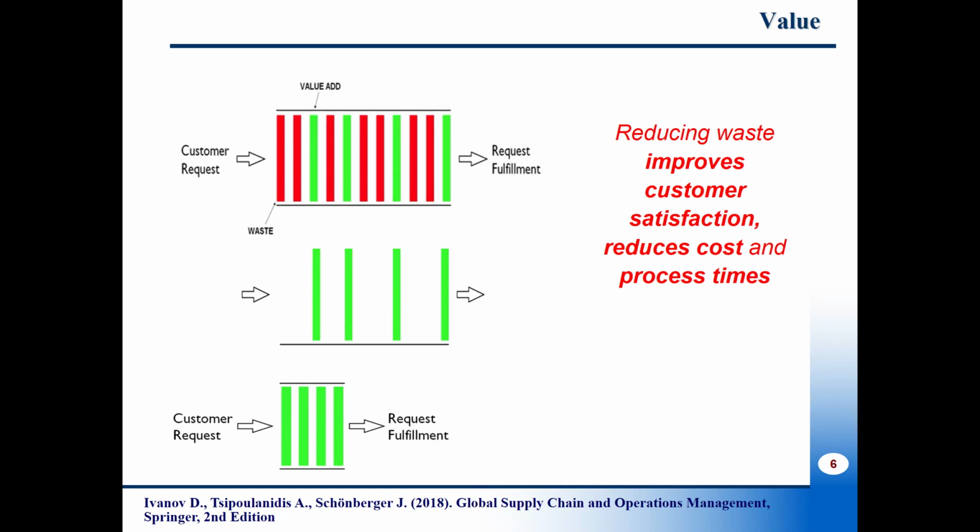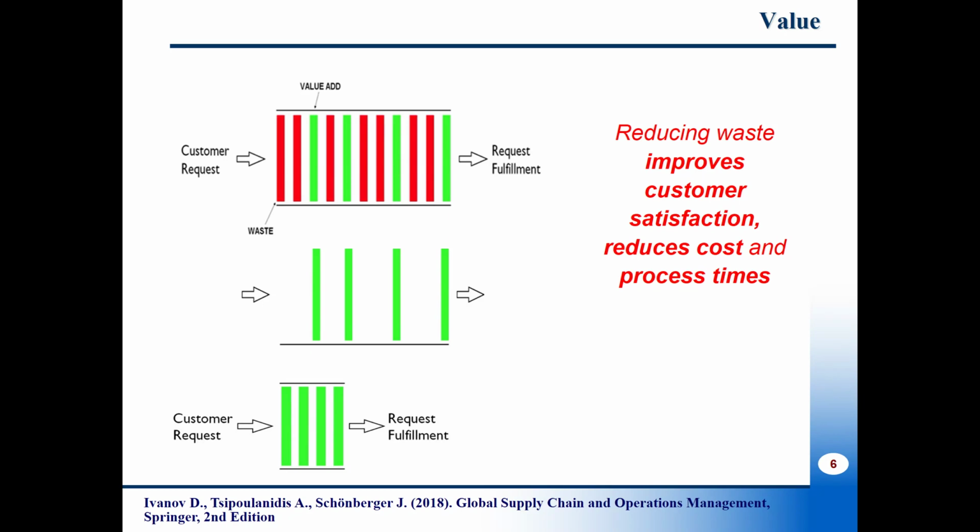Okay, here in our slides, in slide number 6, we have two different kinds of activities. The first is value added activities, that's the green lines, and the second is non-value added activities, that is the red lines. The task of operations managers is to reduce waste in order to improve customers' satisfaction.